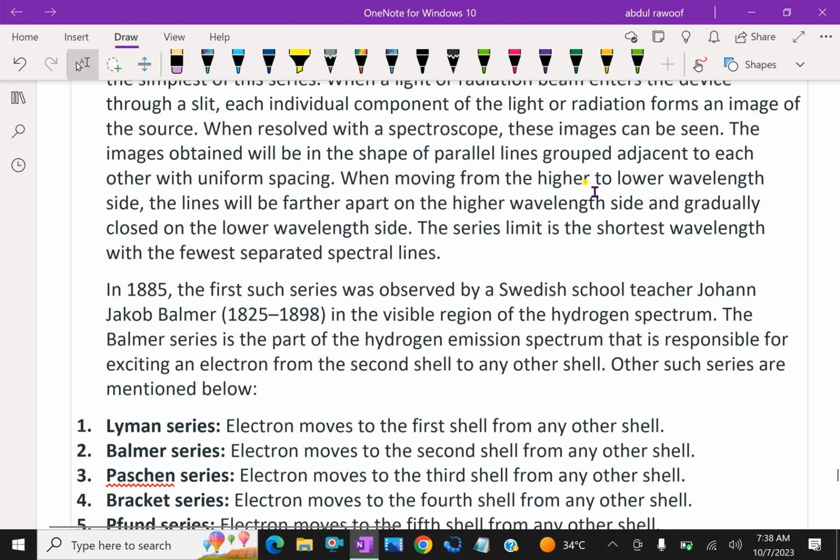When moving from the higher to the lower wavelength side, the lines will be farther apart on the higher wavelength side and gradually closer on the lower wavelength side. The series limit is the shortest wavelength with the fewest separated spectral lines.